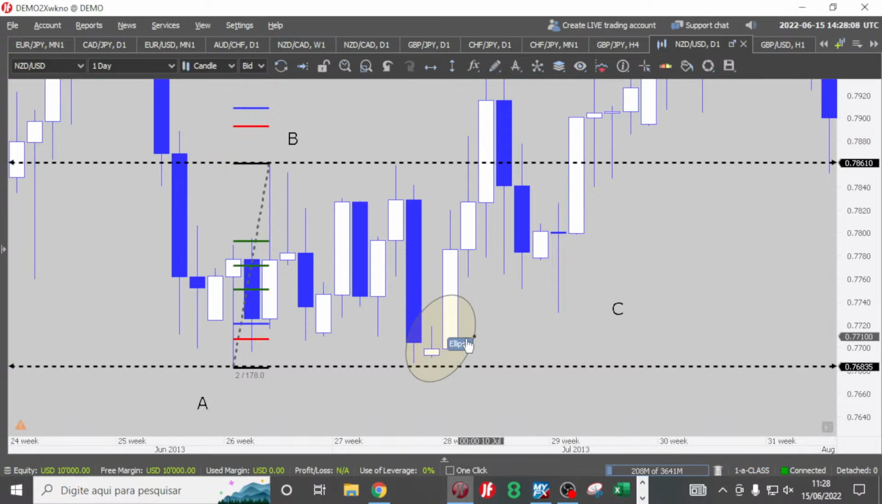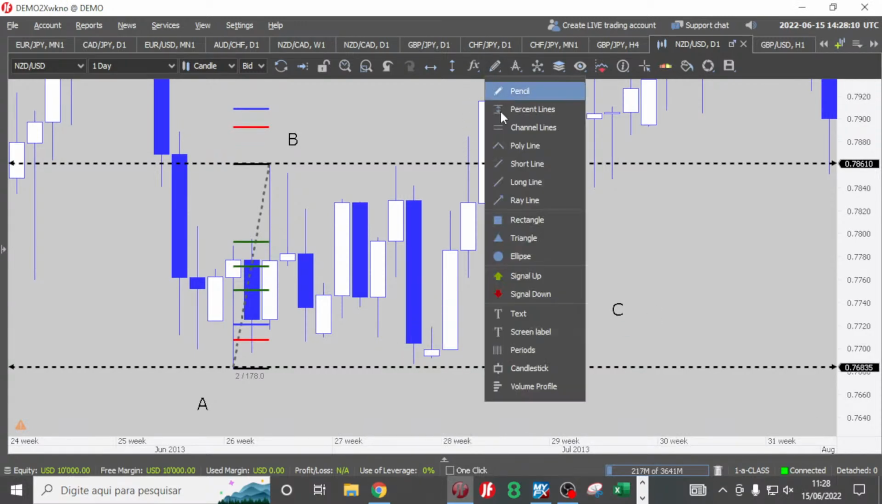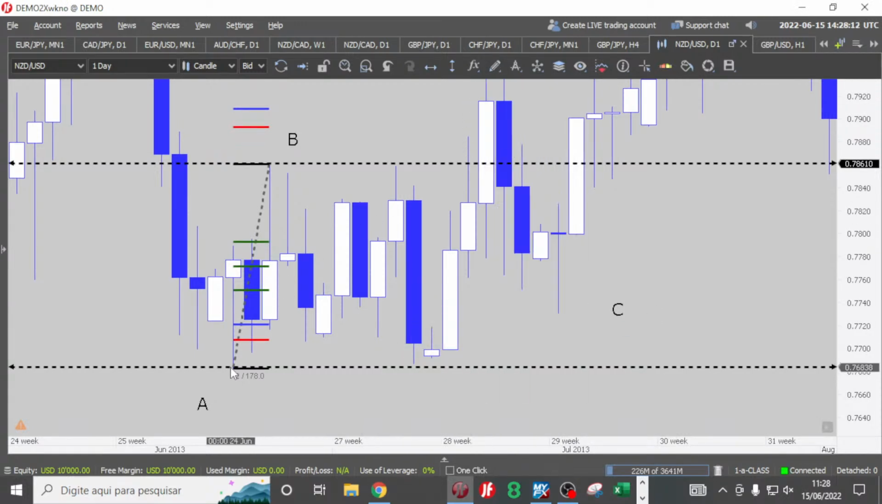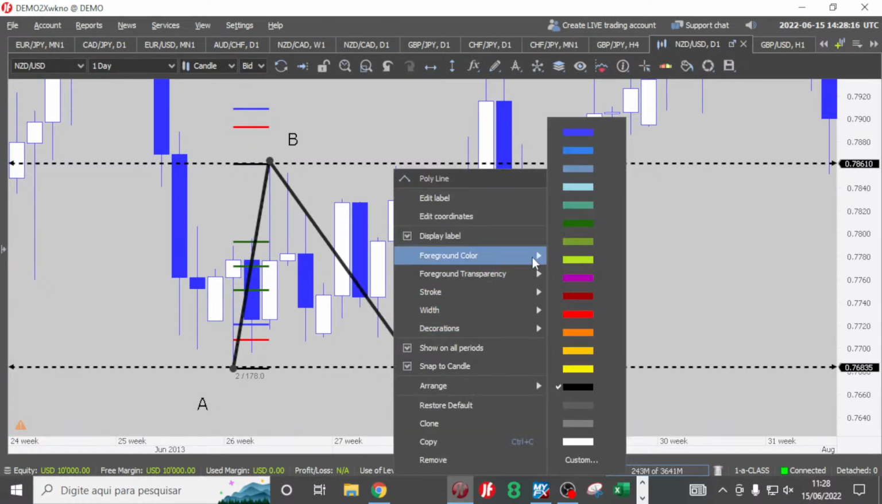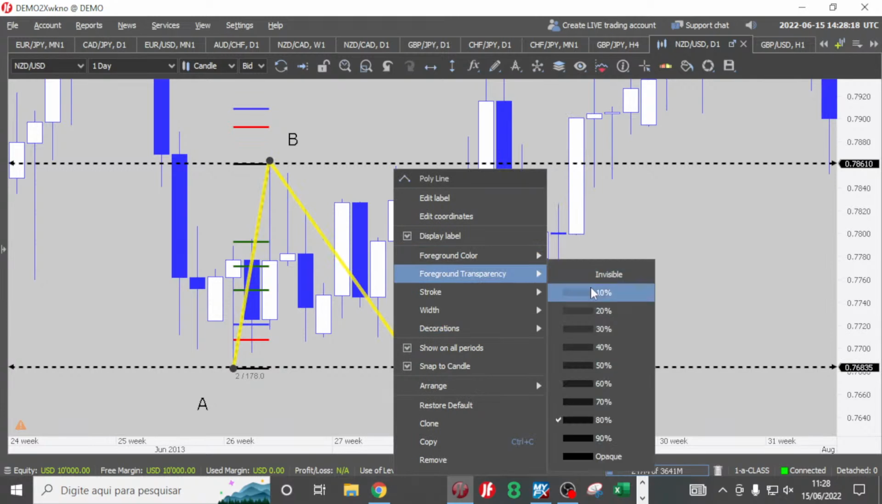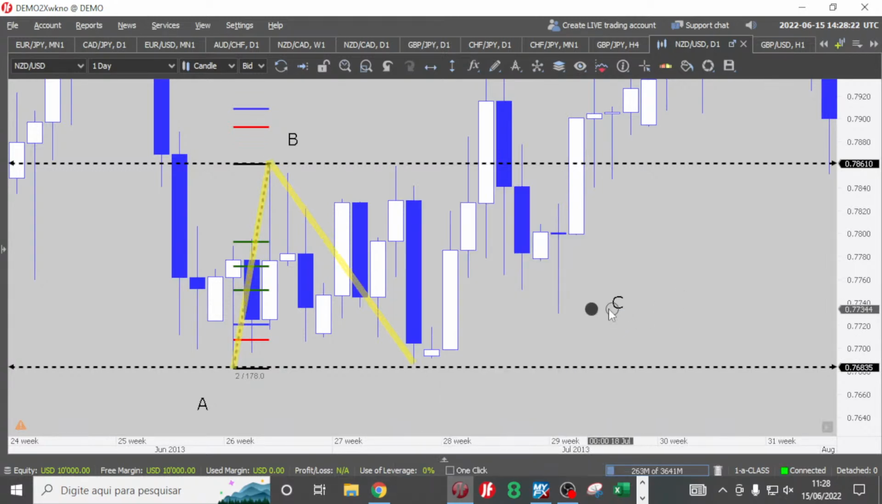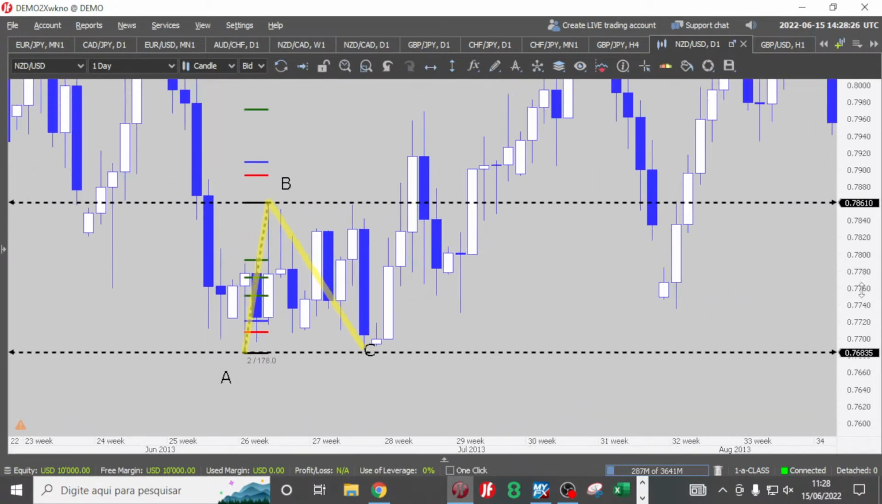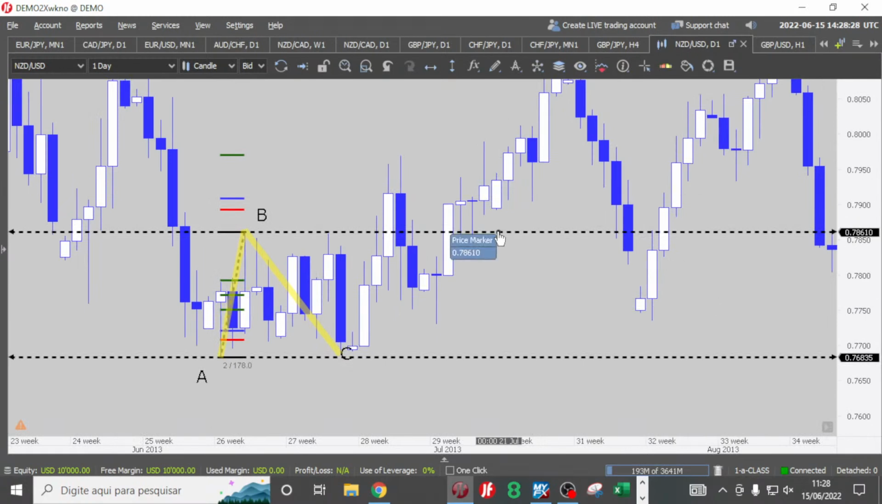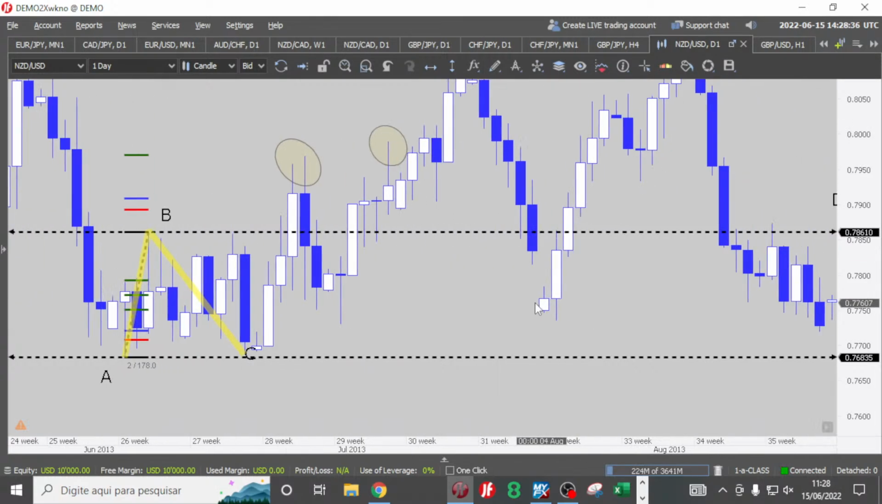Second one. Okay. And again, if you have a difficult time, just connect the polyline A to B, B to C, yellow color, transparency, bigger like this. So this is the C. Now, which one is our D? Is the first circle the D, or is the second circle our D extension?